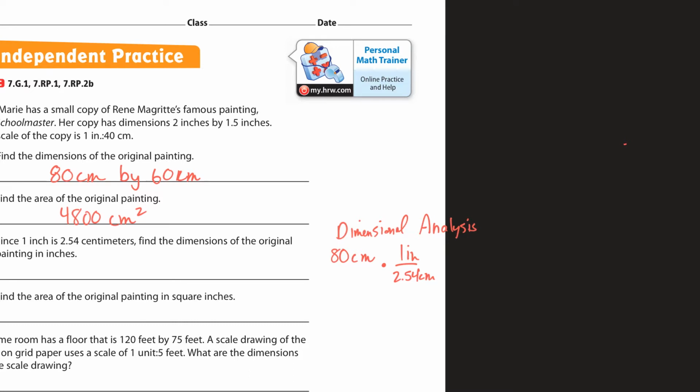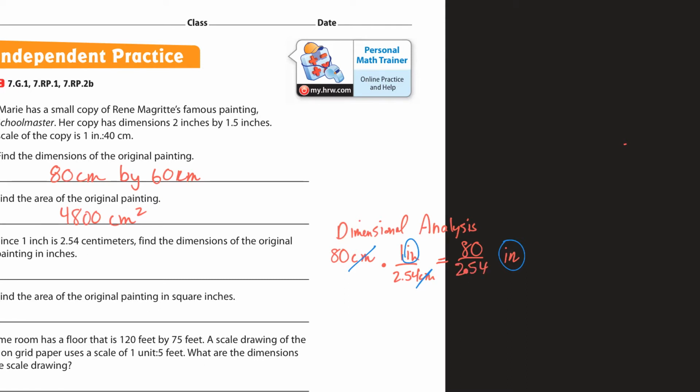The reason why I set it up this way is because I want inches to be left over. I want to know how many inches I got given 80 centimeters. And labels will cross cancel just like numbers cross cancel. So I'm going to cancel the centimeters out here. And what I'm left with is inches. That's the label that I want left over. Now I can use my regular rules for multiplying fractions. 80 times 1 is 80, and there's nothing on the bottom, so it's over 2.54.